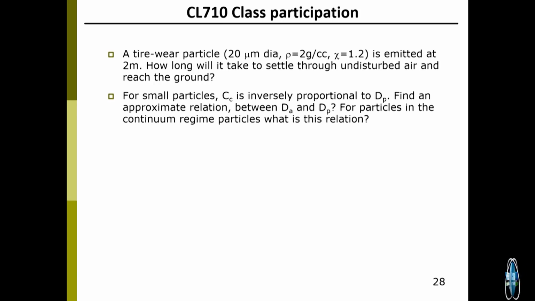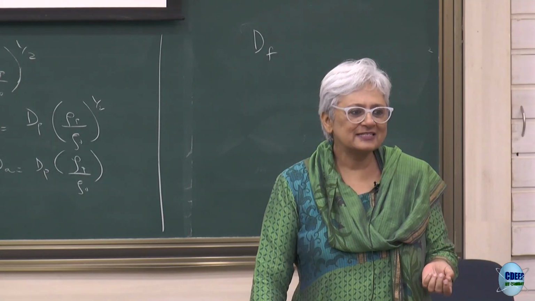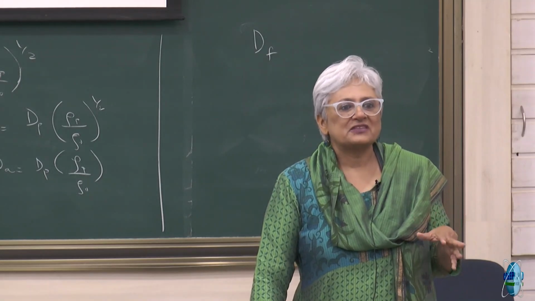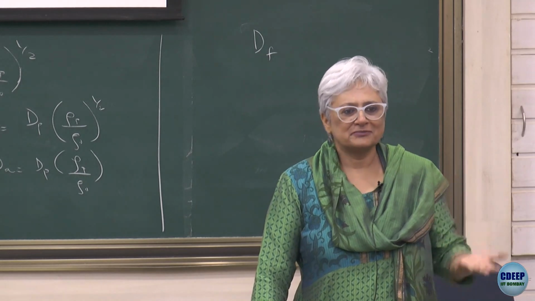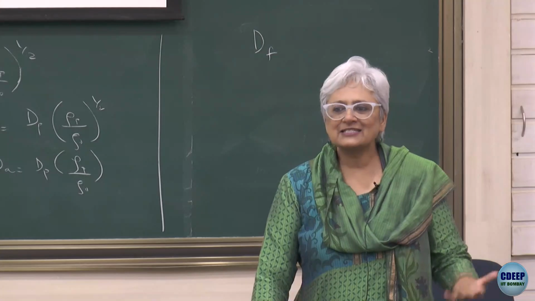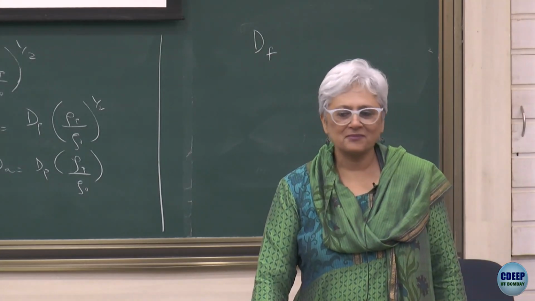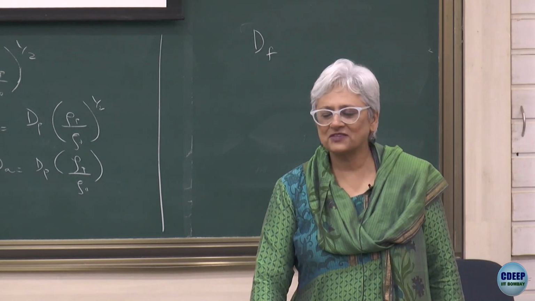This is just that if you have tire wear particles that are emitted, how long is it going to take to settle, and so on. One of the things you have to understand with many of these larger particles is that they do settle out of the atmosphere fairly close to sources, and it is really the much smaller particles that persist for longer periods of time in the atmosphere.